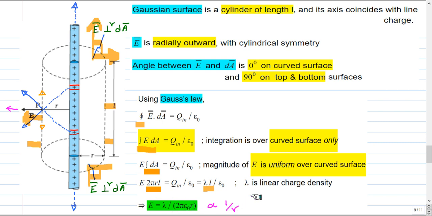So the electric field goes as 1 by r. It's inversely proportional to the distance r. So as the distance from the line charge increases, the electric field goes down as 1 by r. So here we are calculating the electric field using Gauss's law, and the integration is a somewhat trivial integration, which is the integral of dA, the surface area of the curved surface.